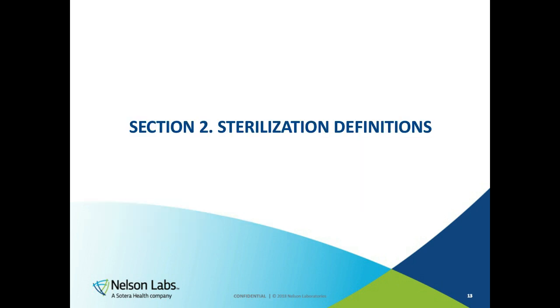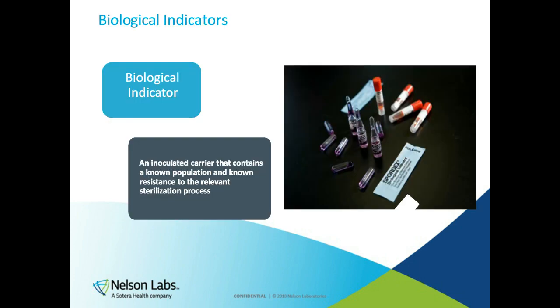Now we'll go into sterilization definitions, some of the definitions that will be used during the rest of the presentation. The first sterilization definition is a biological indicator. The biological indicator is the meter stick for ethylene oxide sterilization. The definition of a BI is an inoculated carrier that contains a known population and a known resistance to the relevant sterilization process.